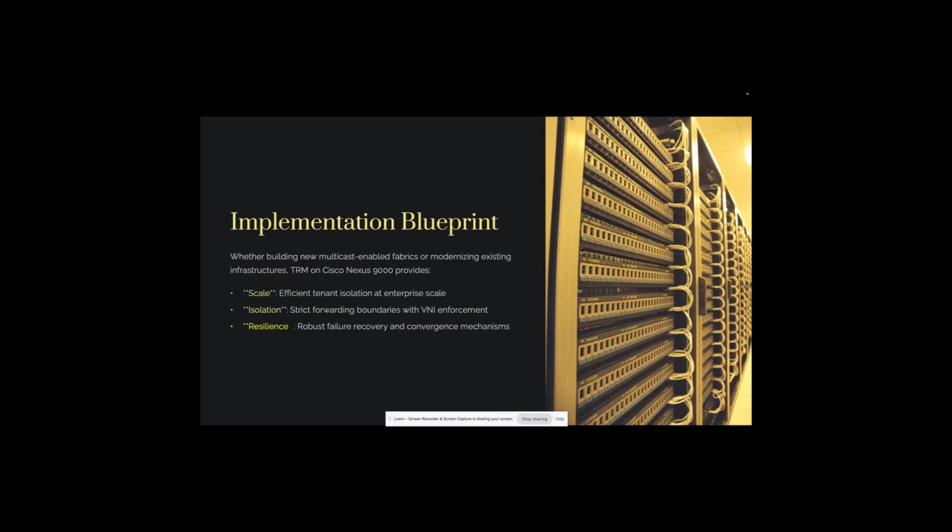Implementation blueprint. Whether building new multicast fabrics or modernizing existing data center infrastructures, TRM on Cisco Nexus provides scale, isolation, and resilience.